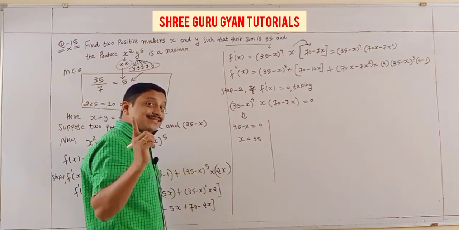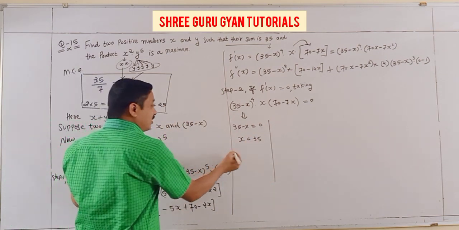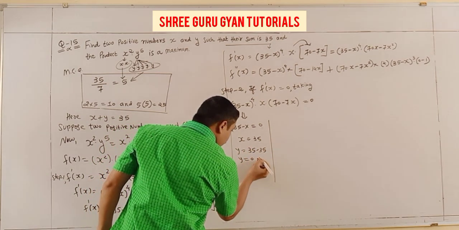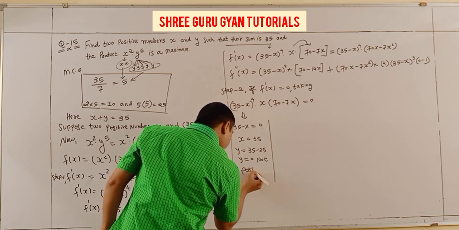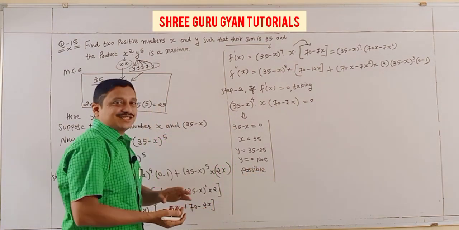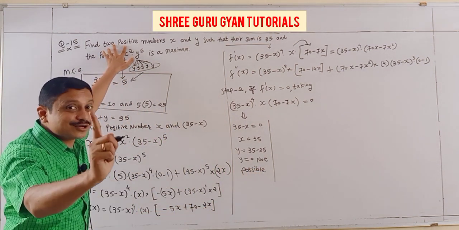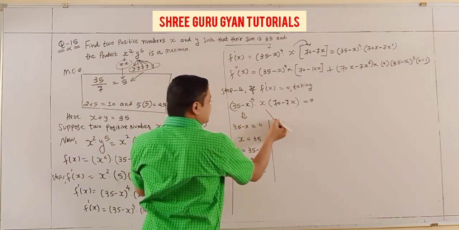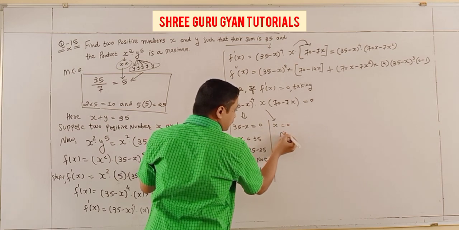But that does not exist, because if you put it here, why? 35 minus 35 is 0, not possible. Why? My question is: find two positive numbers. 0 is not positive. Next, here x is 0, not possible.